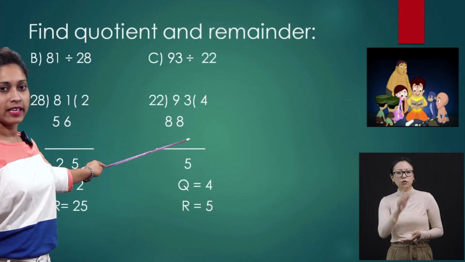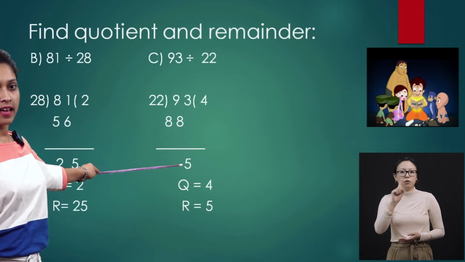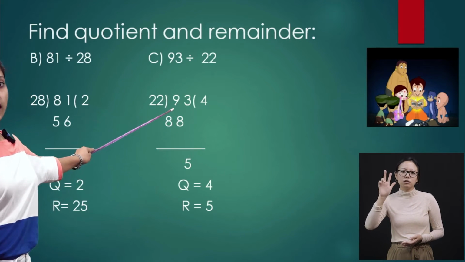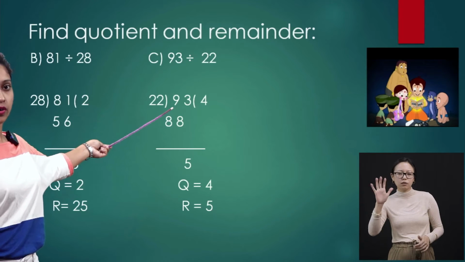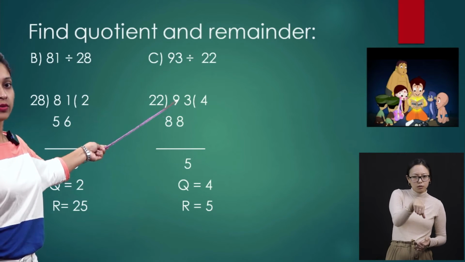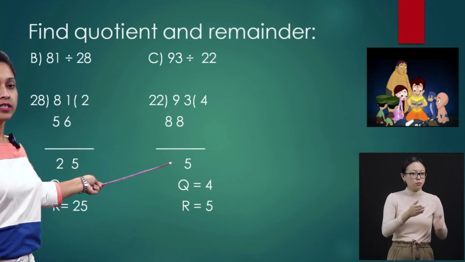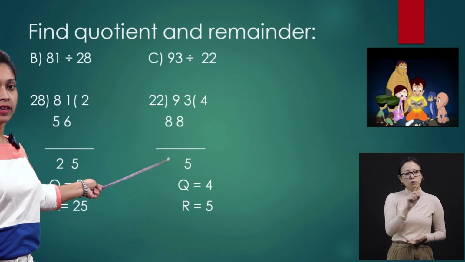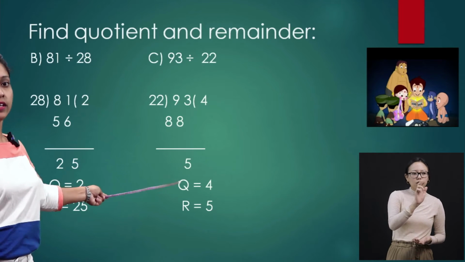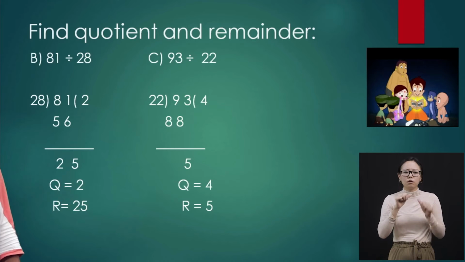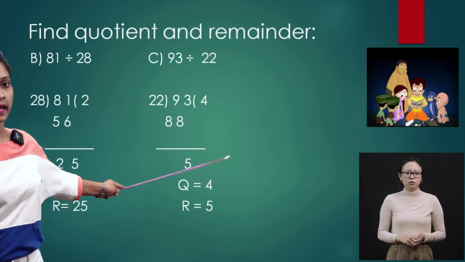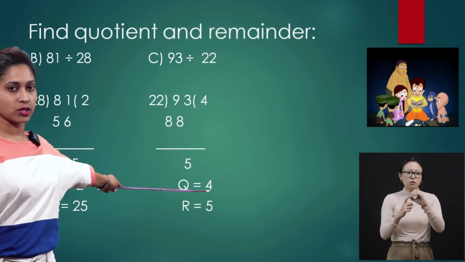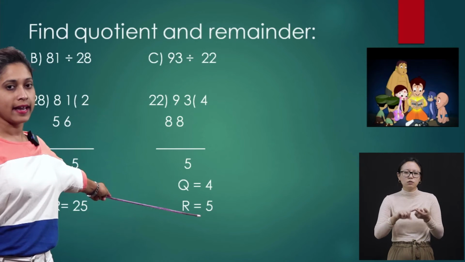So 13 minus 8, how much, children? 5, right? So now here, since you have taken borrow, it will remain here 8. So 8 minus 8, you can put here 0, or you can just leave it blank, right? Now, how much is the quotient, children? Look here. We got quotient as 4 and then remainder as 5.